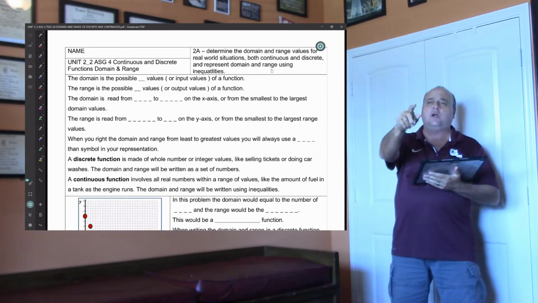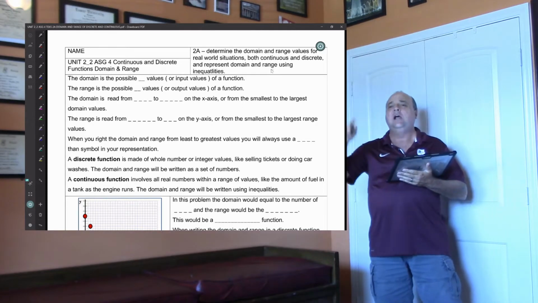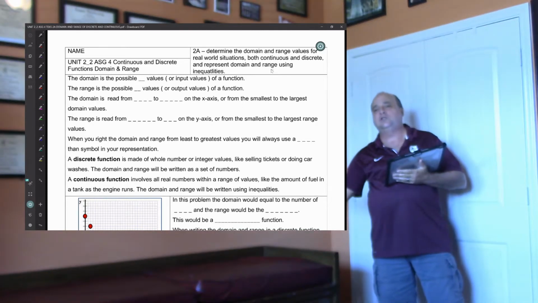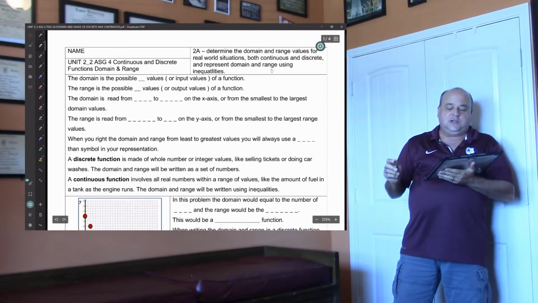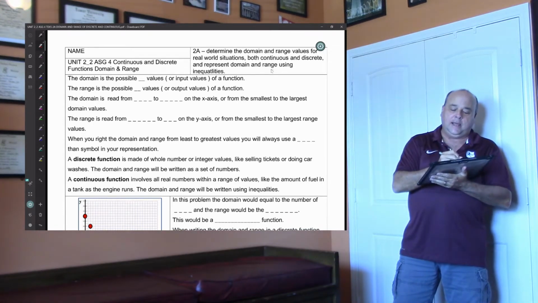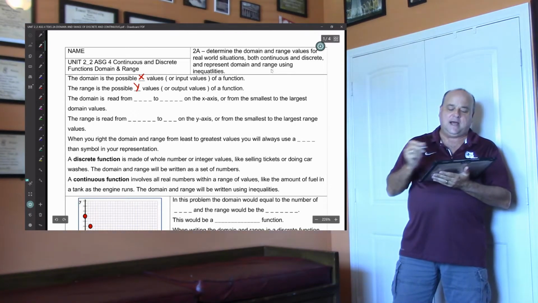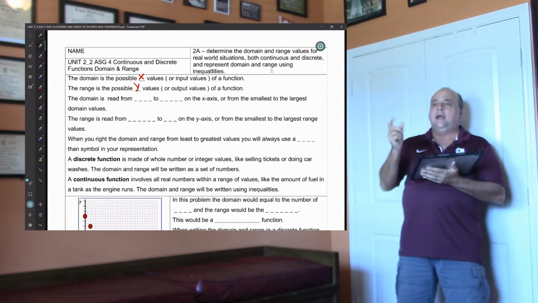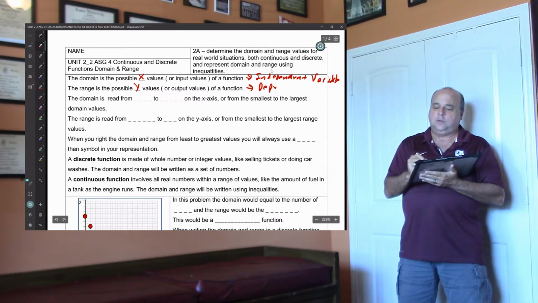Today it's the same thing as the domain and range we've done before, but I've tweaked this. You're going to learn the difference between what's discrete and what's continuous. So let's go through this. The domain is the possible x values. The range is the possible y values. And remember, whatever your x is going to be your independent variable, and whatever your y is going to be your dependent variable.